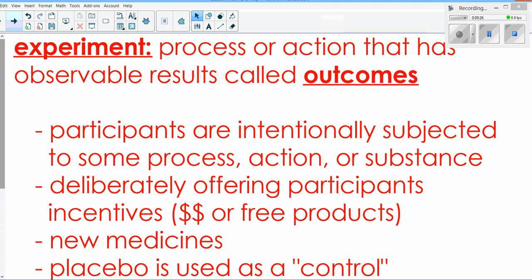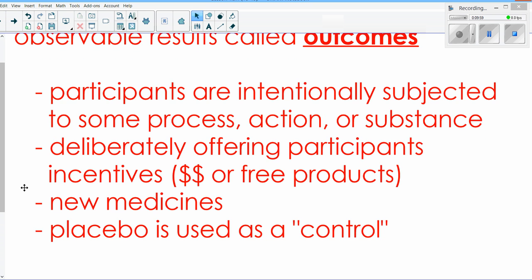Your third type of gathering information is an experiment, which is a process or action that has observable results called outcomes. So you should be doing this in your science class, or have seen it in science. Okay. This is where participants are intentionally subjected to some process, an action, or substance, and where they are deliberately offered incentives, money, free products, something like that. New medicines. Medicines is pretty common for experiments. You'll see that a lot on TV.